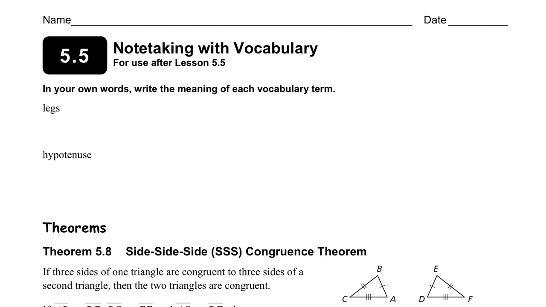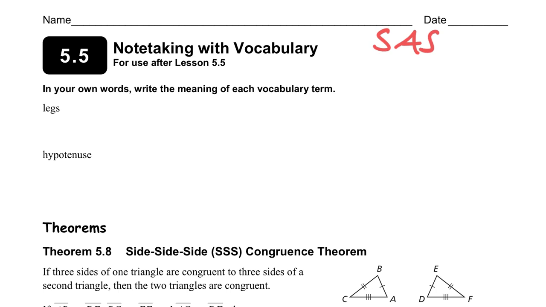Lesson 5.5. This is going to deal with proving triangles are congruent, and we're going to learn two new shortcuts. A couple lessons ago, we learned about side angle side, SAS. So we've already learned about side angle side, and we're going to learn two more today.